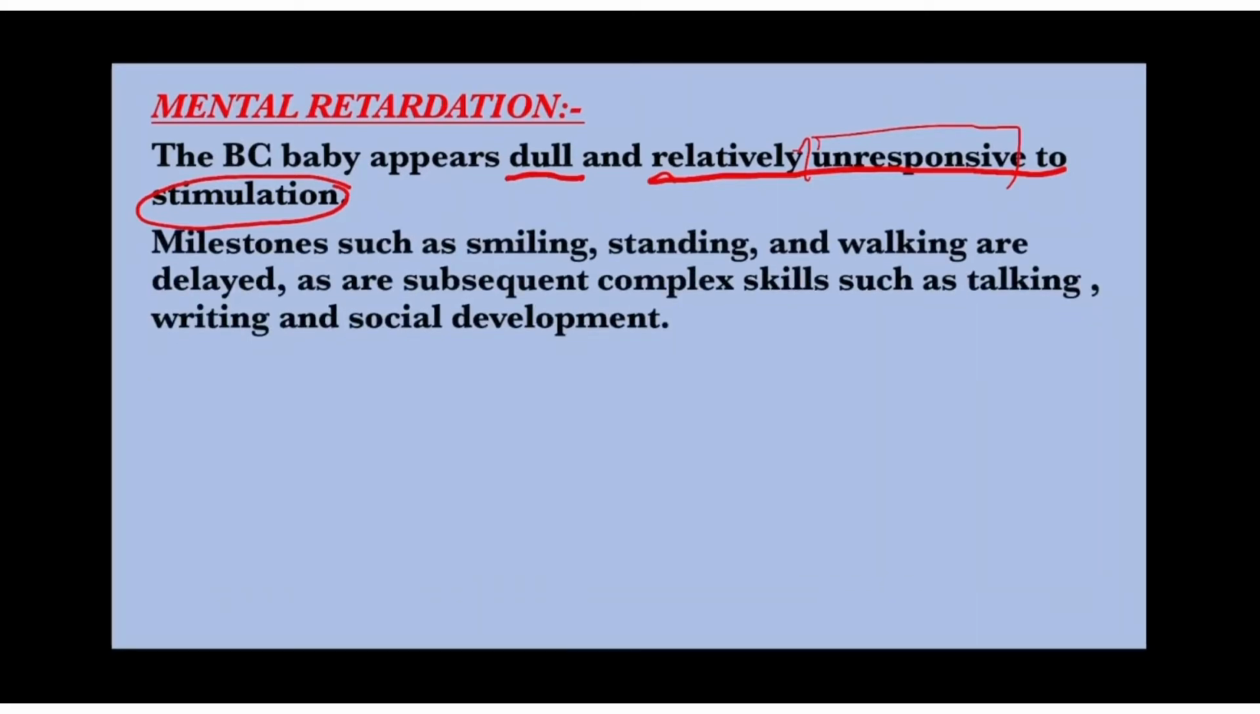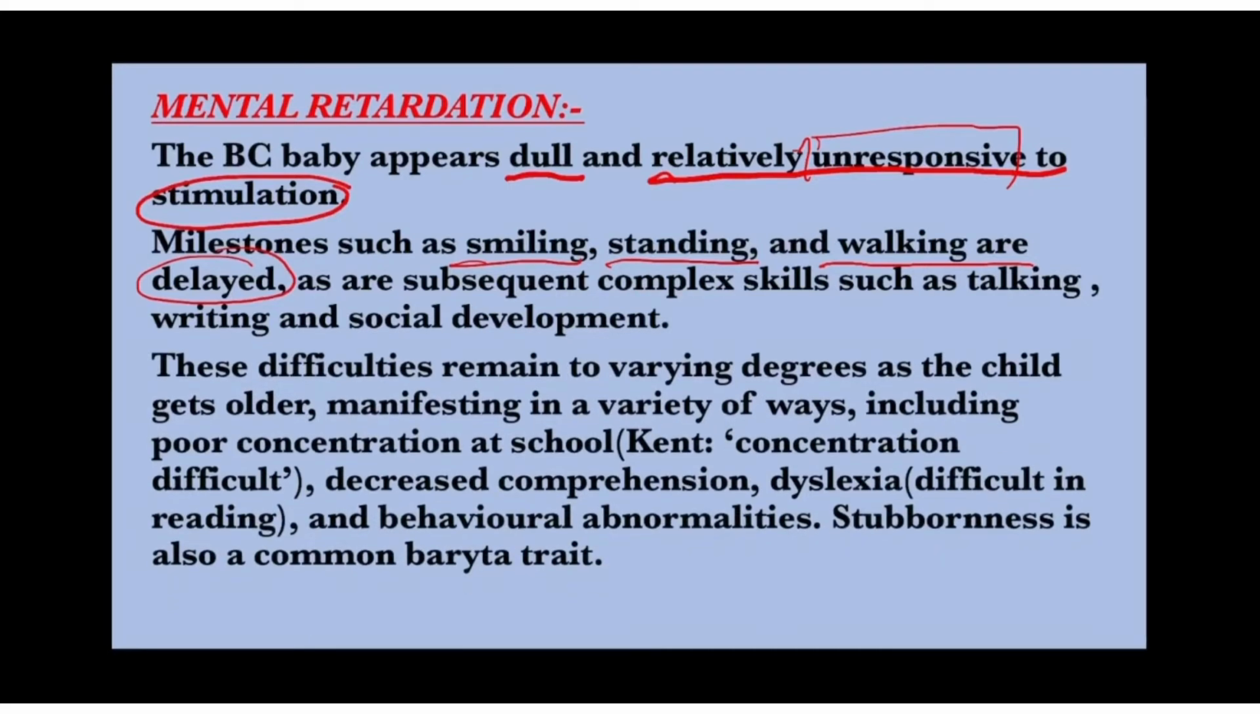Milestones such as smiling, standing and walking are delayed here, as are subsequent complex skills such as talking, writing and social development. These are the mental retardation symptoms. These difficulties remain to varying degrees as the child gets older, manifesting in a variety of ways, including poor concentration at school, which in Kent is concentration difficulty, decreased comprehension, dyslexia, difficulty in reading, and behavioral abnormalities.